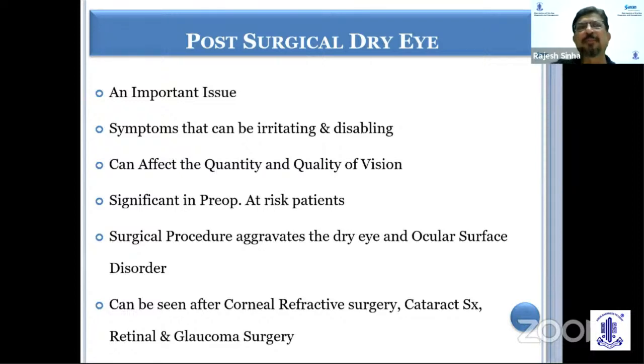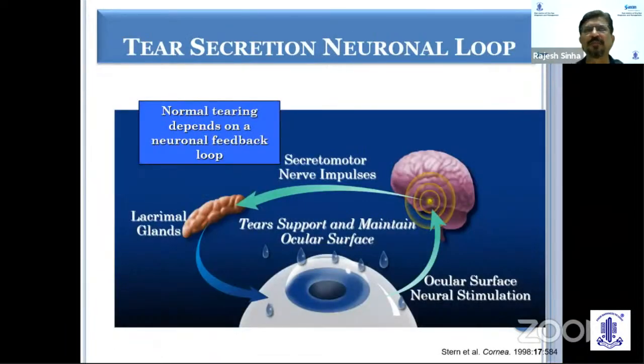If a laser refractive procedure is done but the ocular surface is not very good and the patient has dry eye, then the patient will not have a good quality of vision. Patients who are at risk preoperatively and not properly evaluated have very severe dry eye and ocular surface disorder. The surgical procedure aggravates the dry eye, and it can be seen, as I said, after many surgeries. So corneal refractive surgery is something wherein postoperative dry eye has been reported very often.